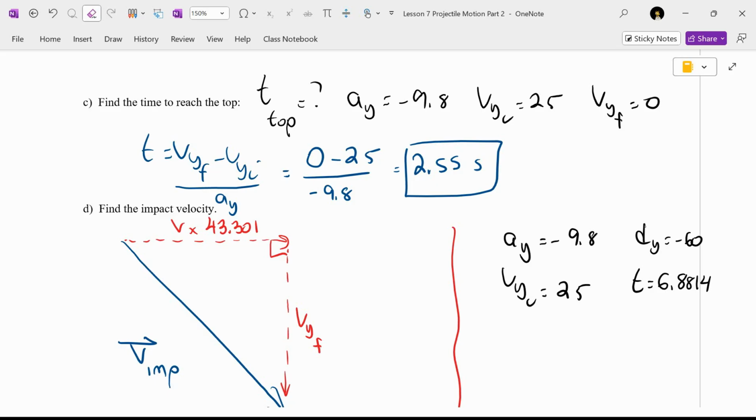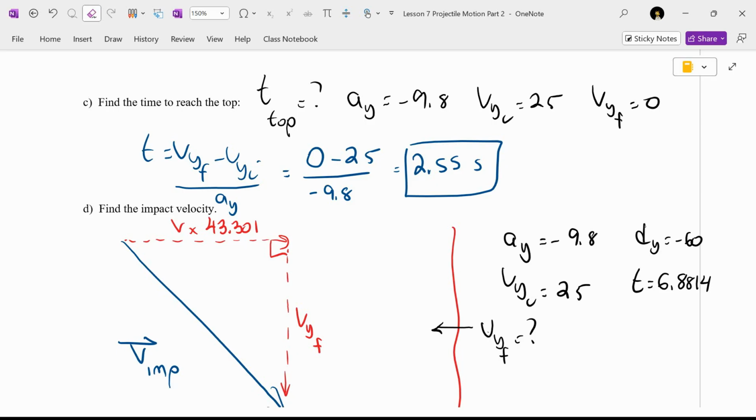Okay. From that, I can find time. Sorry. From that, I can find Vy final. I can find what's going to go there. How? I'm looking for an equation that's got a Vy final and any of those in it. Yeah, Mikhail. Which one?